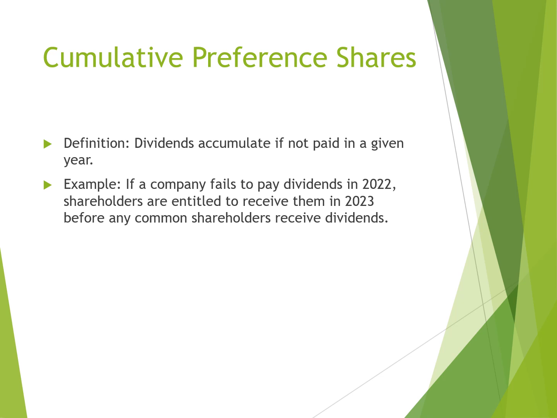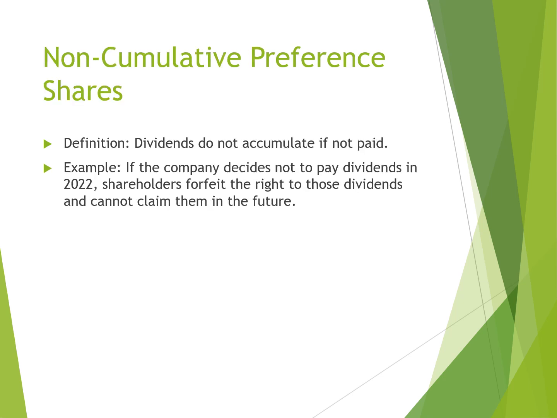Then we have what is called cumulative preference shares. Under this, the dividends get accumulated even if not paid in a given year. Say for example, if a company fails to pay dividend in the year 2022, the shareholders are entitled to receive the outstanding dividend in the year 2023. So that is known as cumulative. It is getting added up. The previous year dividends will be accumulated and they are entitled to receive in 2023.